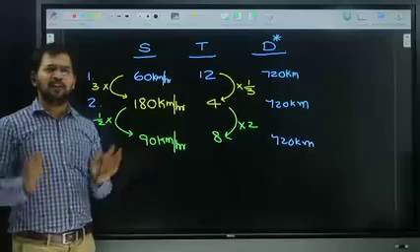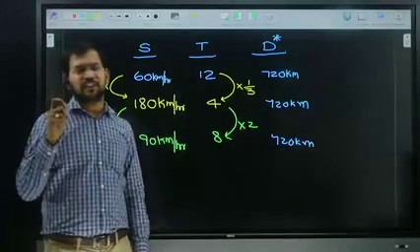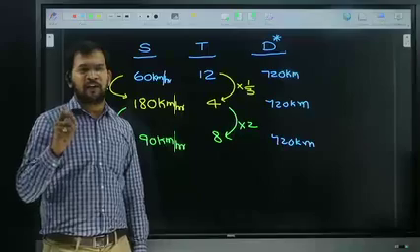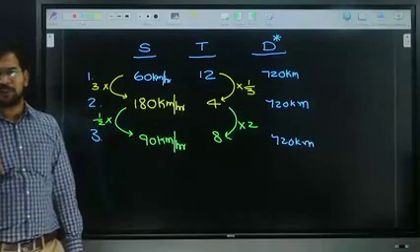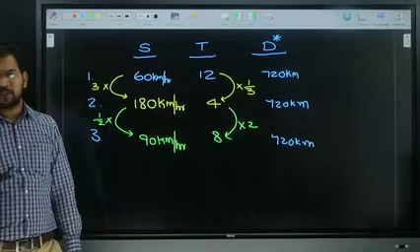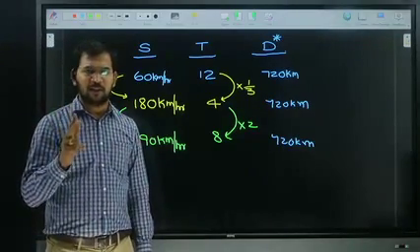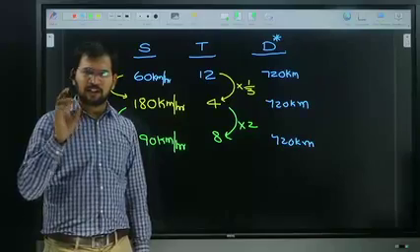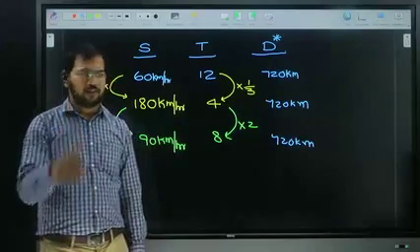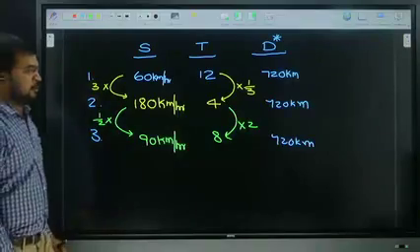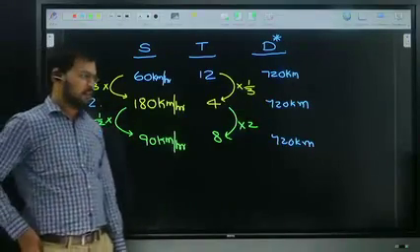This is all about the distance constant method. Simply remember, whenever distance is constant, speed and time are inversely proportional to each other. Out of the first three concepts, distance constant method, speed constant method, and time constant method, the first one, distance constant method, is very very important. All of you understood what the distance constant method is?